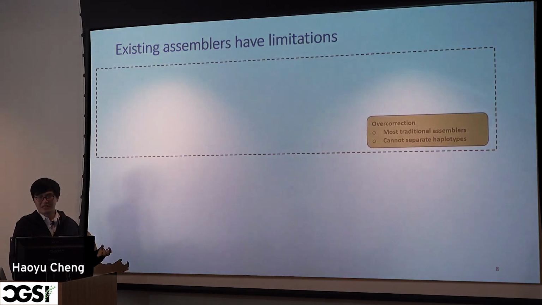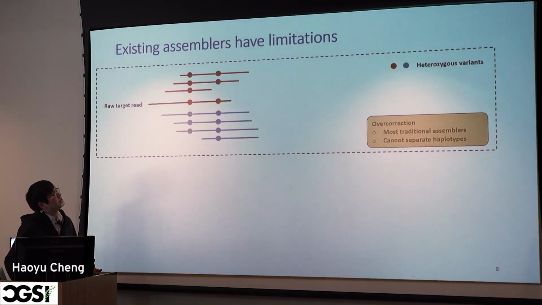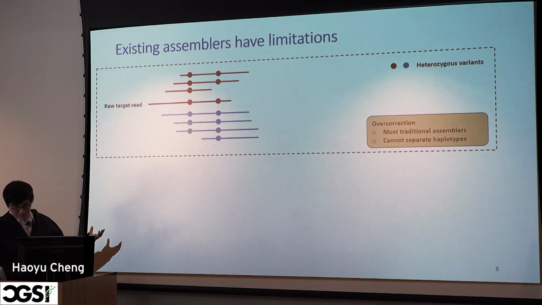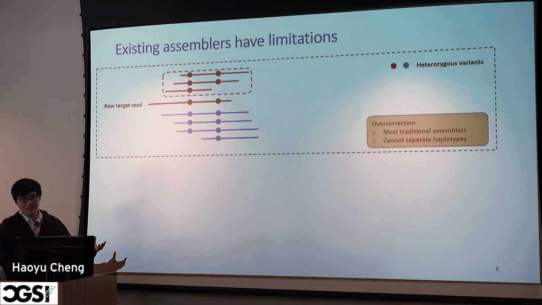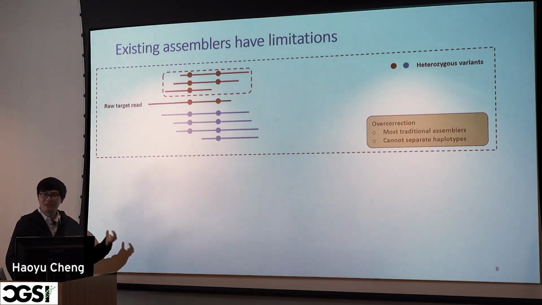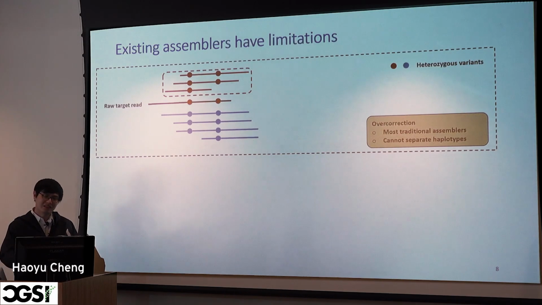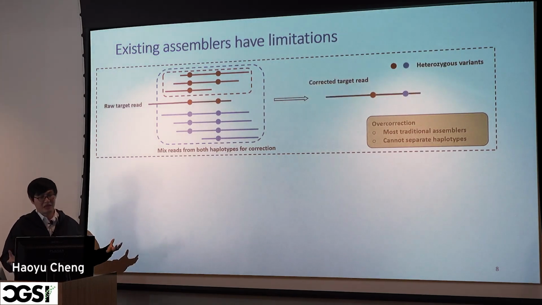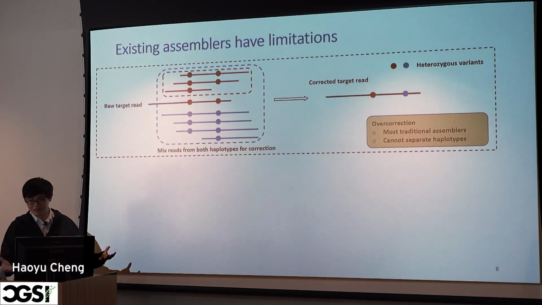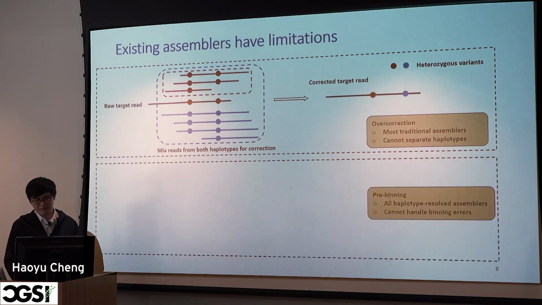So the first limitation here is the overcorrection. If we look at the example on the left side, we have the raw target reads in black, and it needs to be corrected. Ideally, the method should only use the reads from the same haplotype to do the correction. But in practice, since the two haplotypes are highly similar to each other, their difference might be just 0.1%. So it is very likely that the method mixes the reads from both haplotypes to do the correction. As a result, we end up with some overcorrected reads, so this is not the result we would like to have.